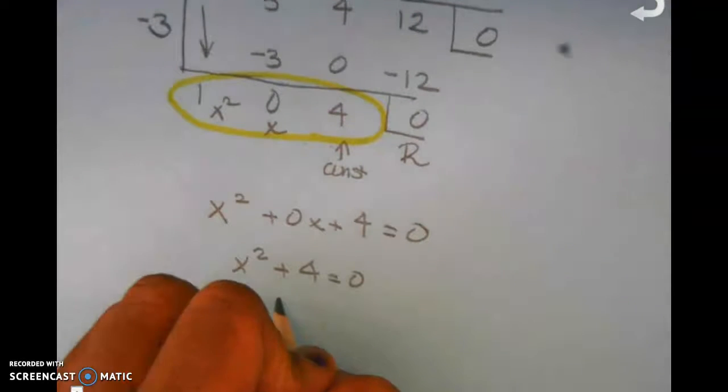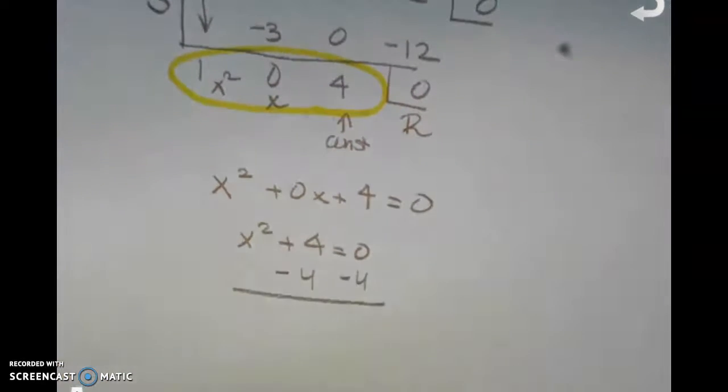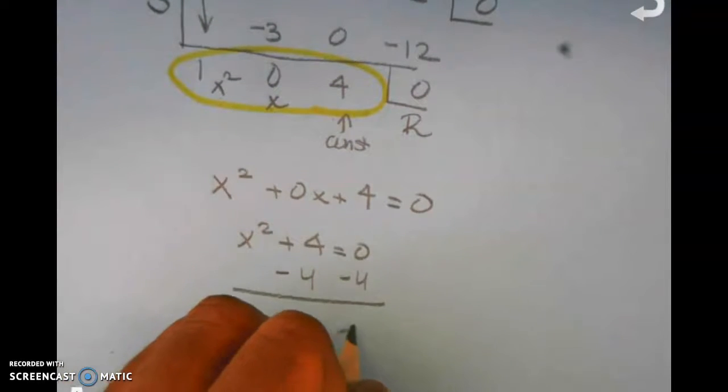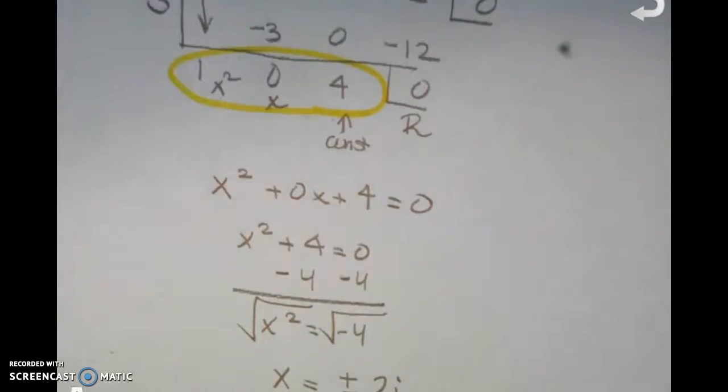Okay, so I will solve this. It's a little bit easier that I don't have to factor. I don't have to use a quadratic formula. I'm going to have x squared equals -4, and I'm going to square root and square root, and I have x is equal to positive and negative 2i.